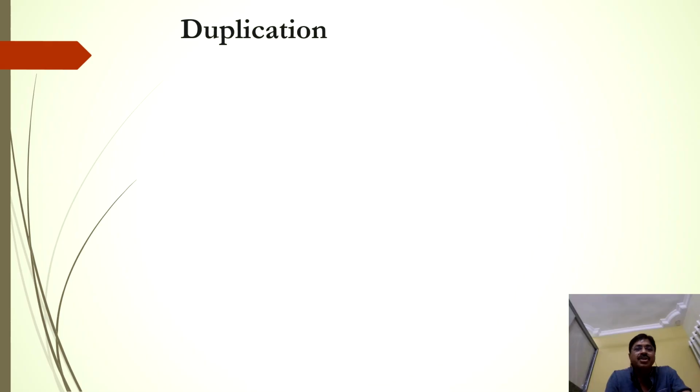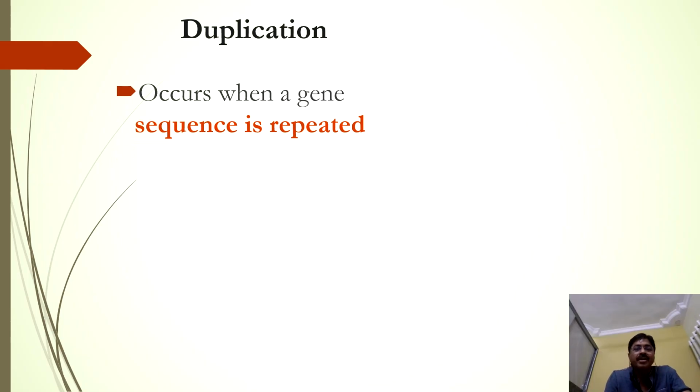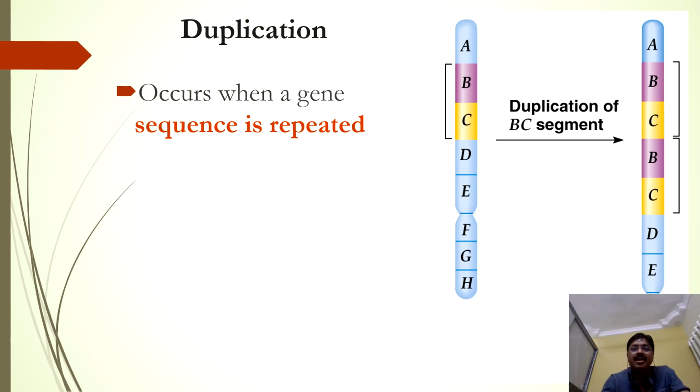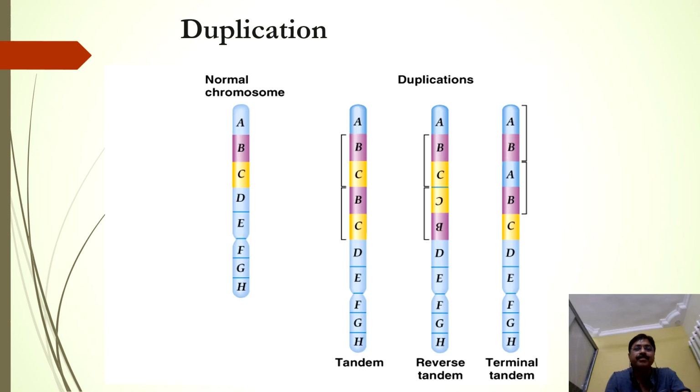Coming to the second part, duplication. It occurs when a gene sequence is repeated. Now, how it is repeated, we are going to understand. Now, the sequence is A, B, C, D, E, F, G, H. Here the B and C segments are being repeated. Now, the product which we are getting is A, B, C, B, C, D, E, F, G, H. So, this is the duplication. We can also call this addition of the segments.